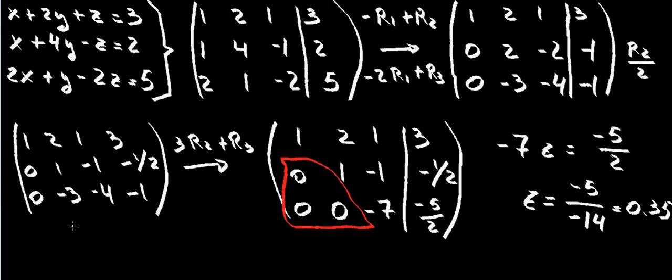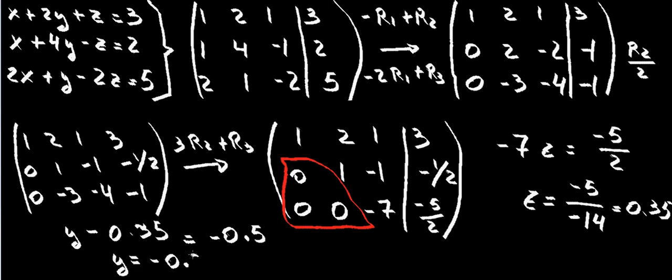I'm going to go down here, and we know that y minus z, which is 0.35, equals minus 0.5. Therefore y is going to be equal to minus 0.5 plus 0.35. So minus 0.15. And then we go into the first row and we calculate x.